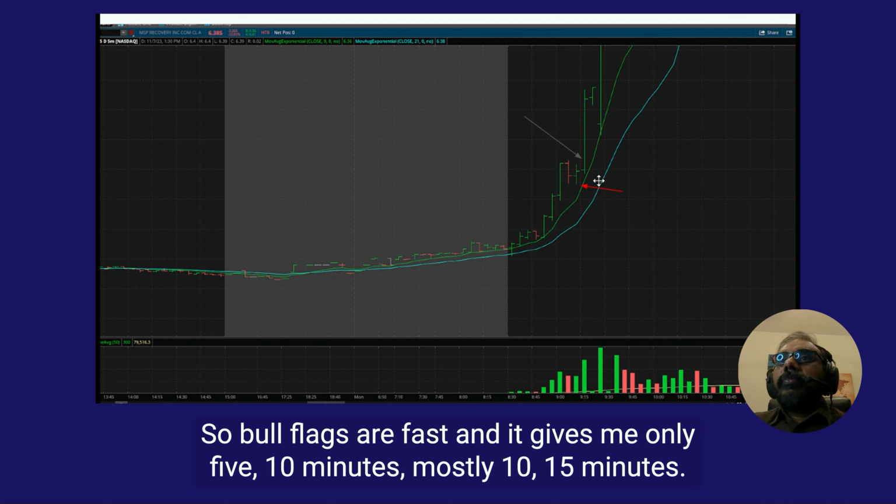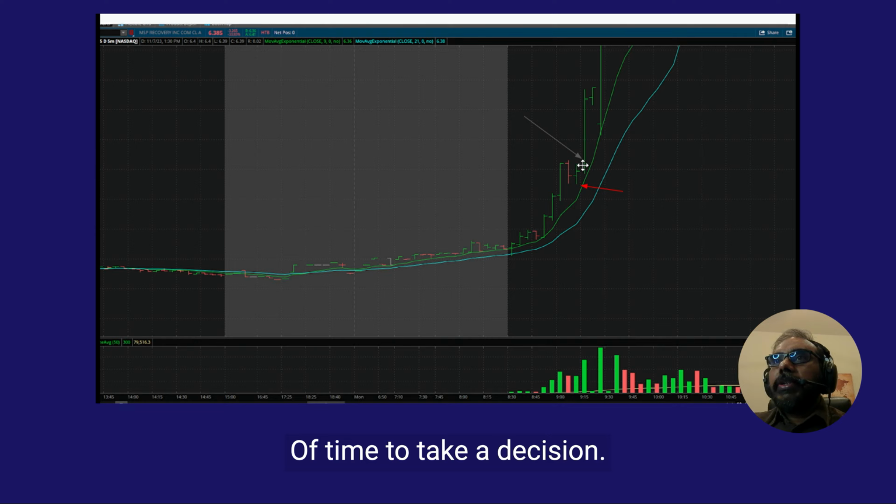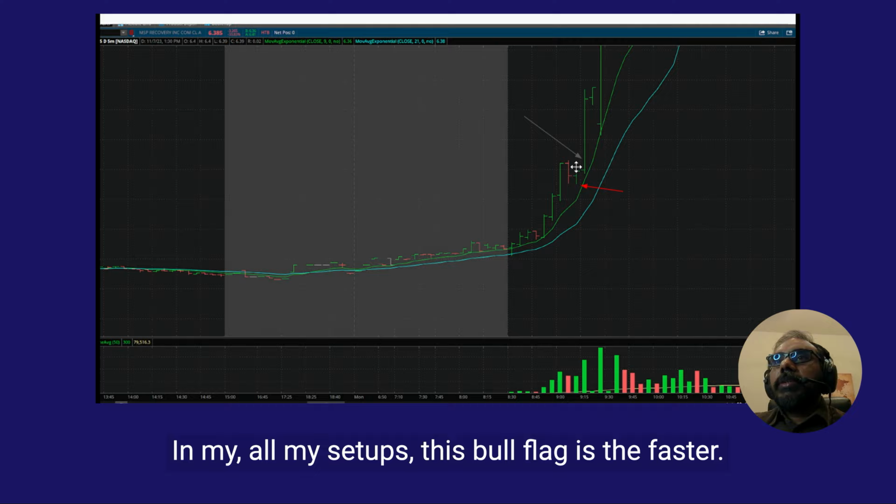So bull flags are fast and will give me only like 5-10 minutes, mostly 10-15 minutes of time to take a decision. This is the fastest entry. In all my setups, this bull flag is the fastest.